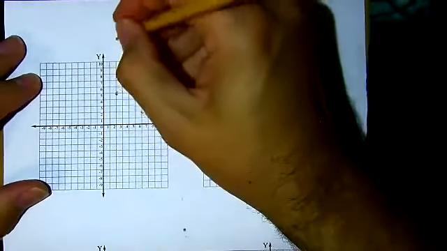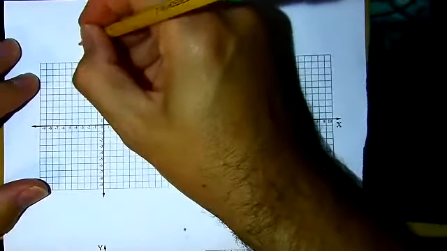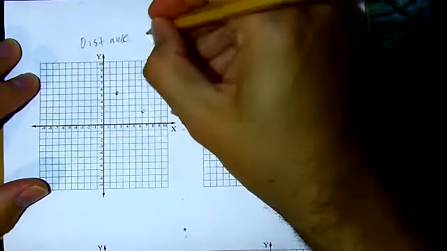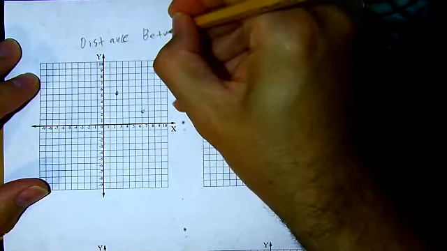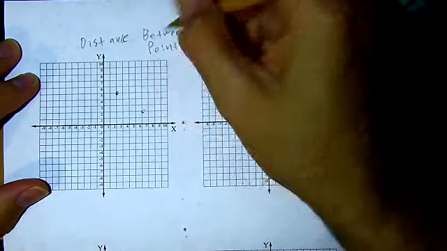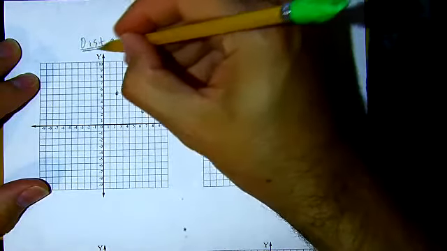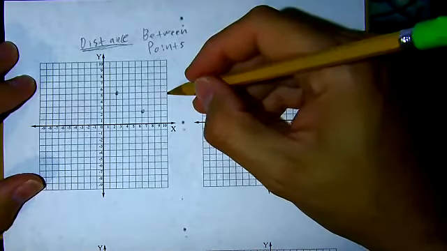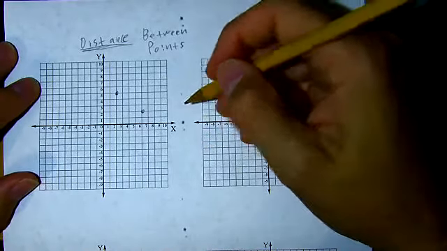So remember, they're going to ask the question, the distance between points. Anytime they use that word distance, it's not going to be about functions. It's not going to be about linear equations. It's going to be about Pythagorean theorem.